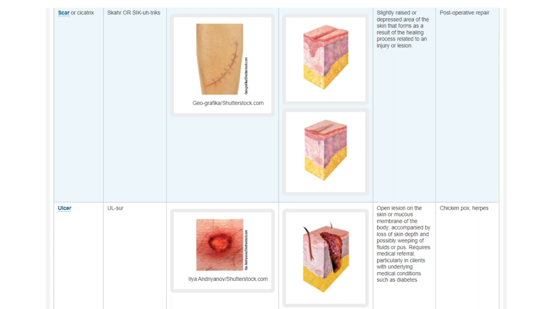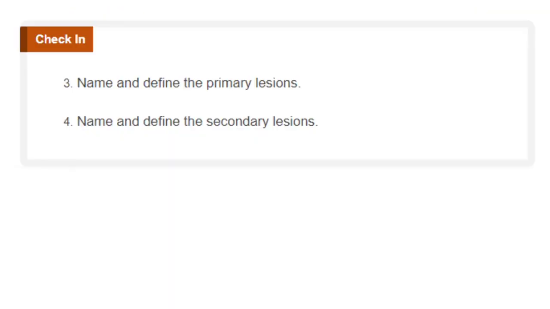Secondary lesion, ulcer. Description: open lesion on the skin or mucous membrane of the body, accompanied by loss of skin depth and possibly weeping of fluids or pus. Requires medical referral, particularly in clients with underlying medical conditions such as diabetes. Example: chickenpox, herpes. Check-in. Name and define the primary lesions. Name and define the secondary lesions.